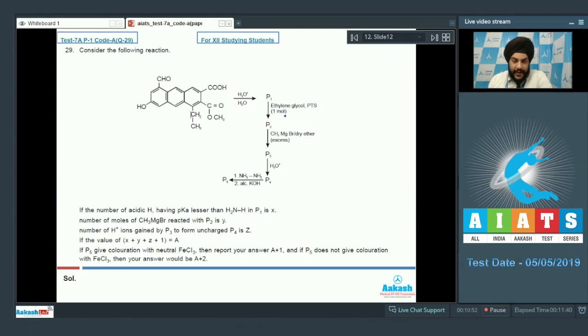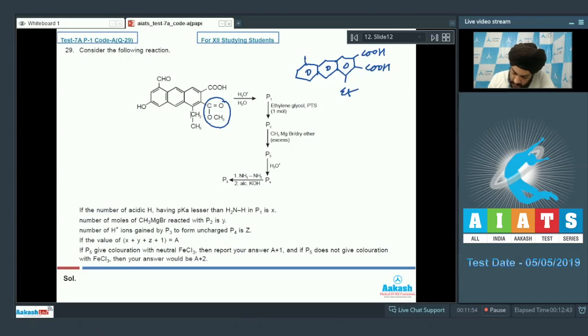Consider the following reaction. So we have been given a series of reactions and we have been given a number of statements with respect to these reactions. So if we try and figure out the reaction sequence first, the first step is the hydrolysis. So in the hydrolysis step, we can clearly see that there is an ester group present. So this ester group shall be converted into an acid. So the product P1 is going to have two acid groups. And it is going to have this structure. So this is the product P1 which was formed.